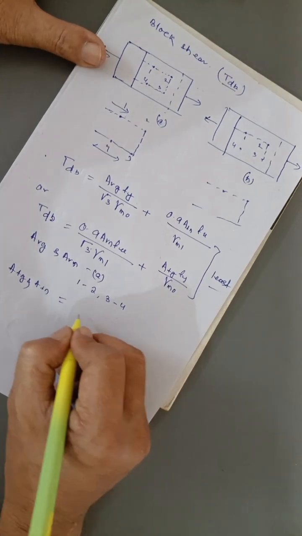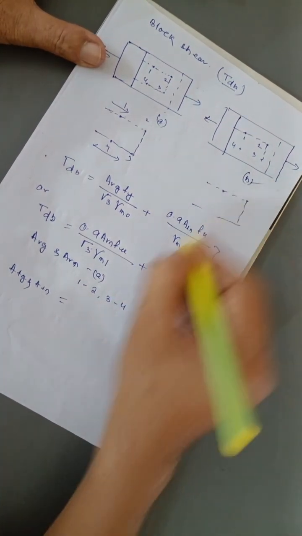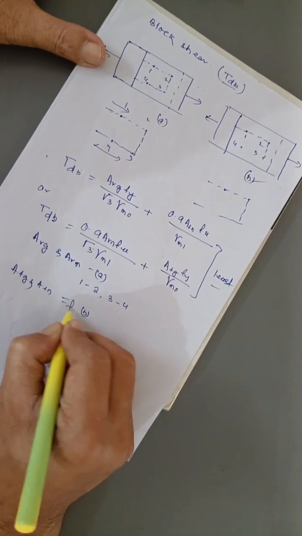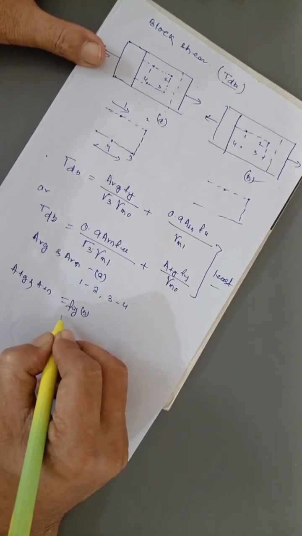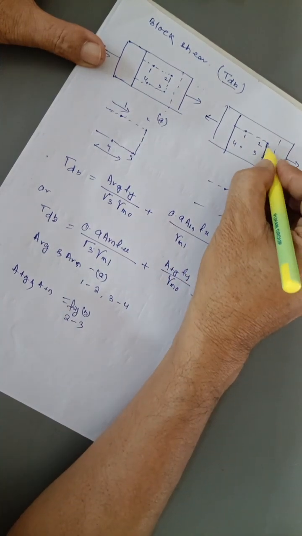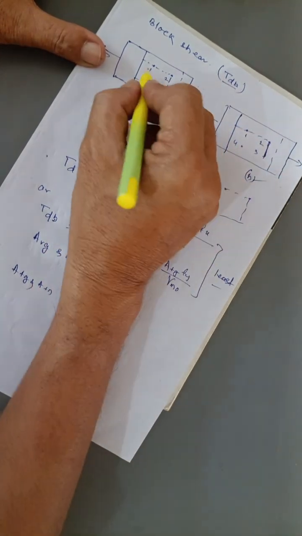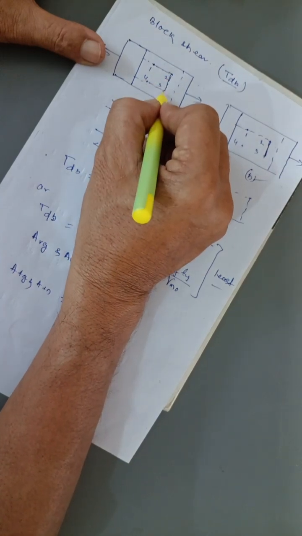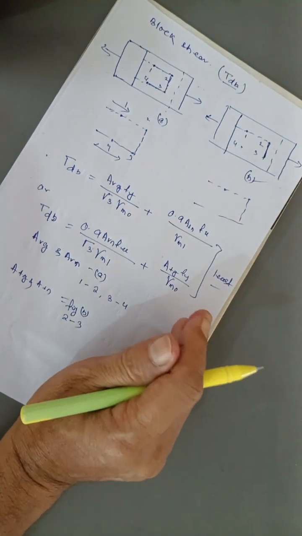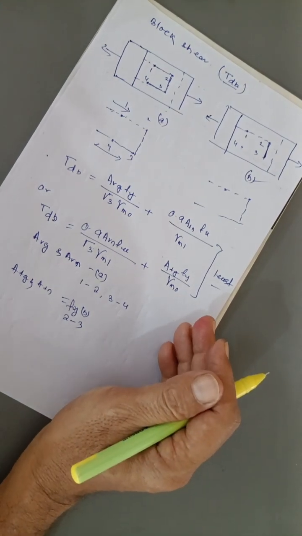In figure B, the direction is 2 to 3. This is the 2 3 direction. In the first case, that is 1 2 and 3 4. This is the line of action.